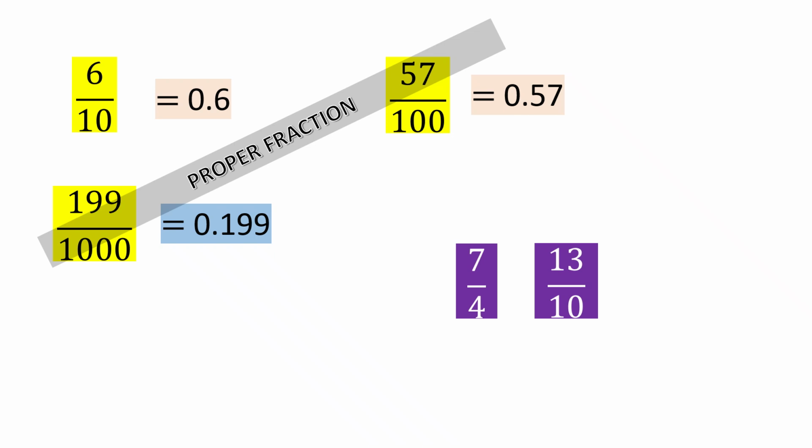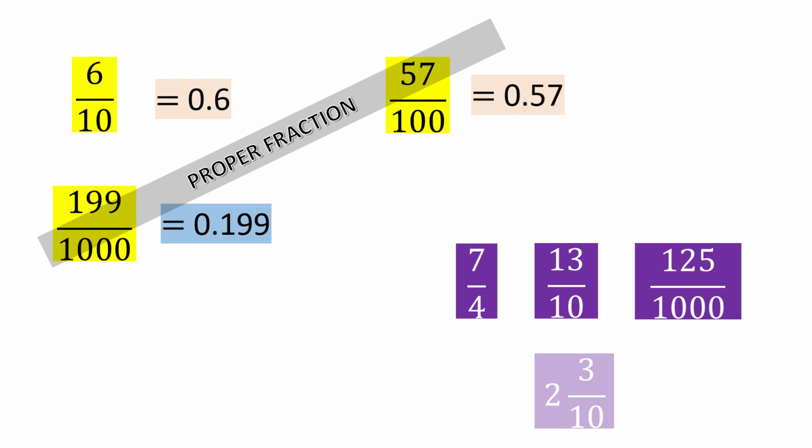So we can have fractions like 7 upon 4, 13 upon 10, 125 upon 1000. I think you might be able to do this and this, 13 upon 10 and 125 upon 1000. Try, use your common sense. But these are the things that we are going to learn in next video, that how we can change mixed fractions or any kind of fractions, improper fractions, into decimal.